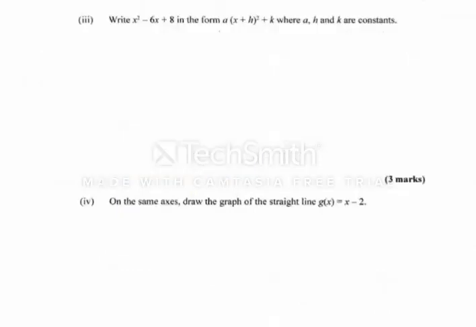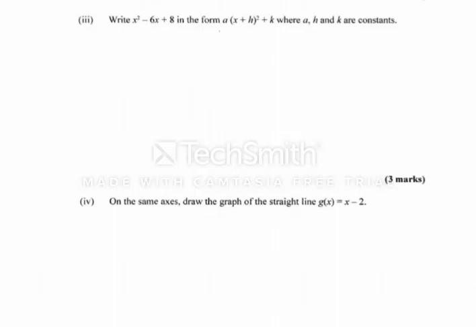All right. The third part of the question says write x squared minus 6x plus 8 in the form a into (x plus h) squared plus k, where a, h, and k are constants. We could do this using a formula approach, or we could use an approach which I believe the examiner intended here, which is based on understanding.